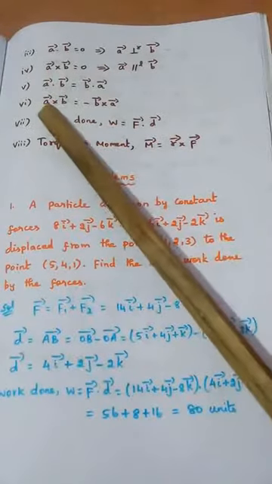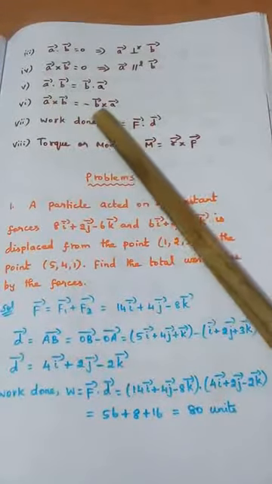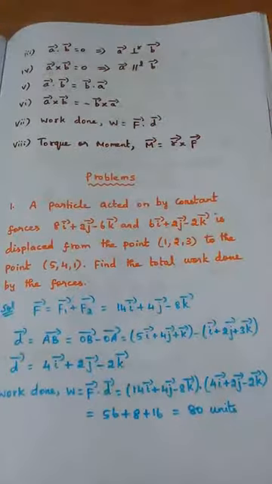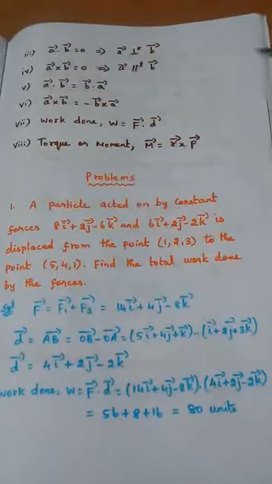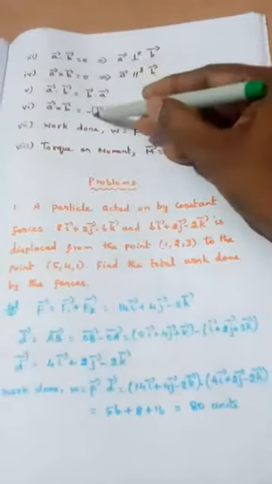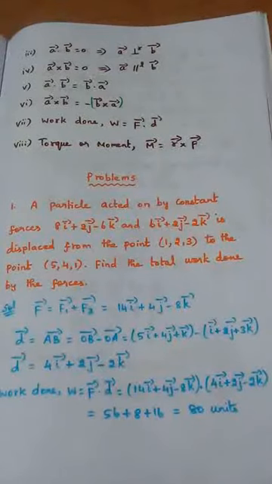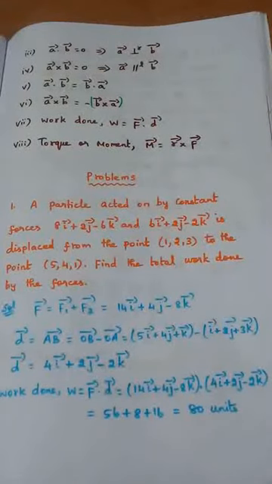Point number 6, a cross b and b cross a are not equal, they differ in sign. Even I can put a bracket and show here. A cross b and b cross a are not equal, but they are of opposite sign. A cross b can be written as minus of b cross a.